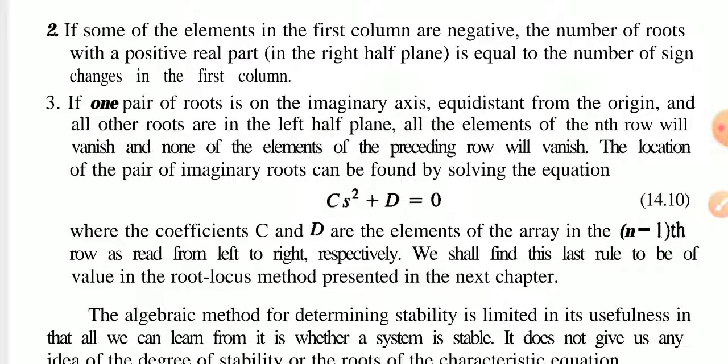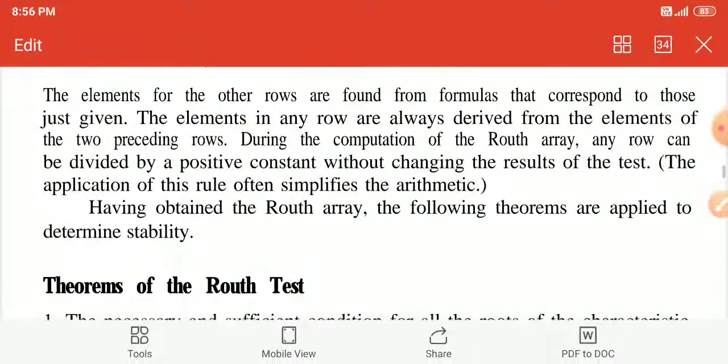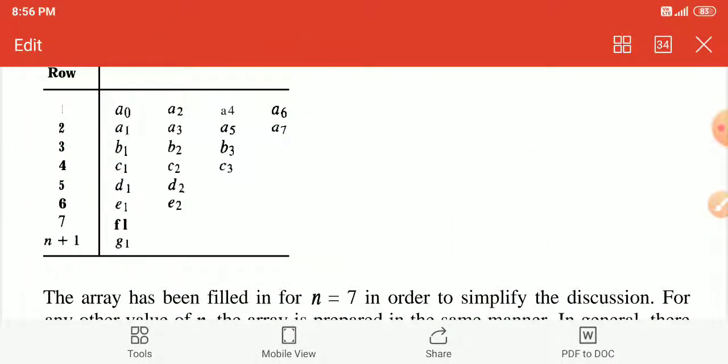The second one: if some of the elements in the first column are negative, the number of roots with a positive real part, in the right half plane, is equal to the number of sign changes in the first column. Again, this column A0, A1, B1, C1, D1, E1, F1 up to G1 may be not positive but negative in value, which we saw in the first example with the value 2/3, plus or minus.